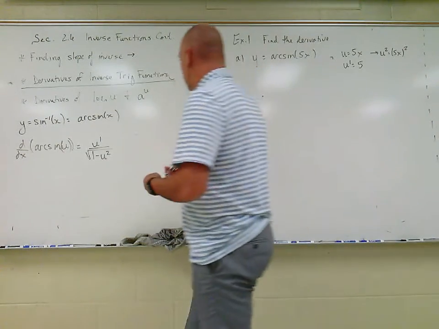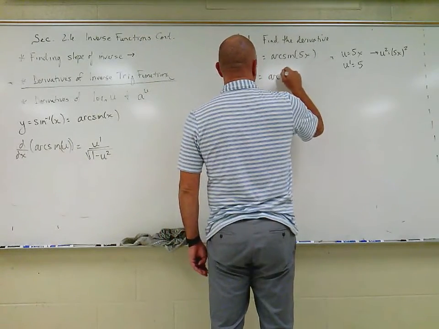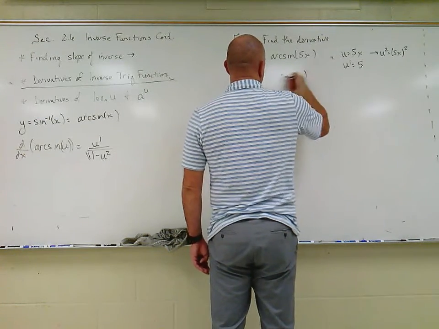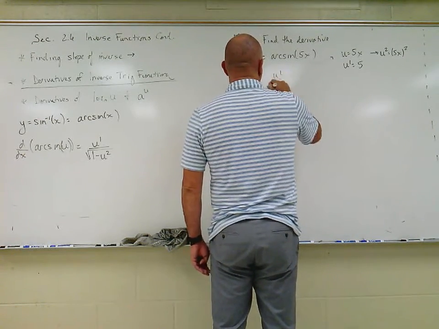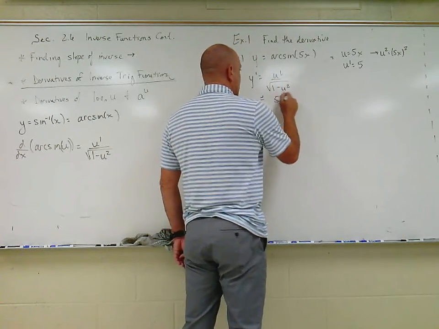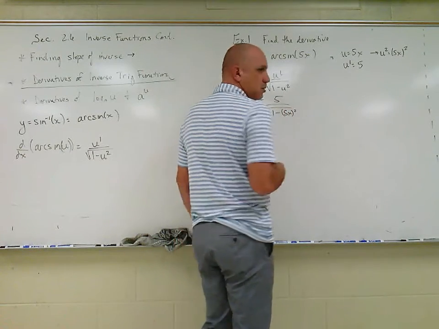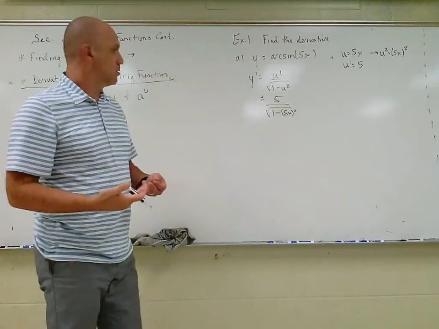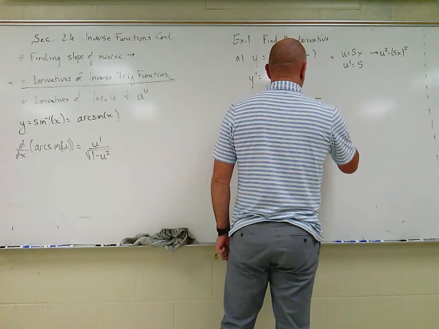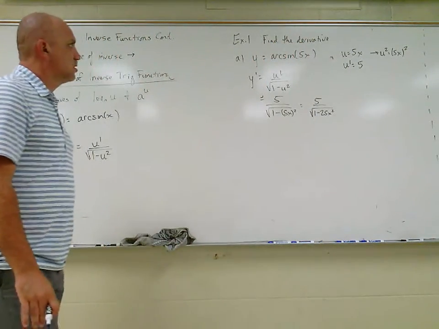So from there, I can see that my derivative rule for arc sine of u is u prime over the square root of 1 minus u squared. So I just sub into that formula. U prime is 5. Square root of 1 minus u squared, 5x quantity squared, which you could then make 25x squared. But that's it. It's just really plug and crank. Okay, so that's arc sine of u.